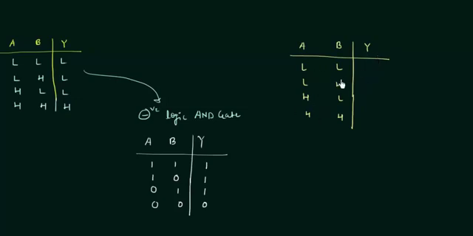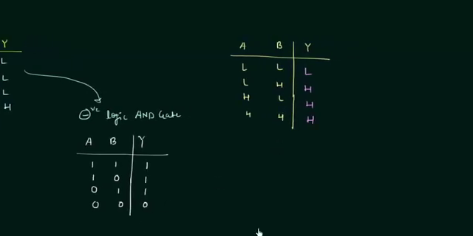So in first case, we have the two inputs as low, low, so output is going to be low. Then we have B as high, so output is high. A is high in the third case, so output will be high. And in the fourth case, both the inputs are high, so output is going to be high. So this is the table for OR gate, and we want the positive logic OR gate. So we are going to convert this to the positive logic OR gate.